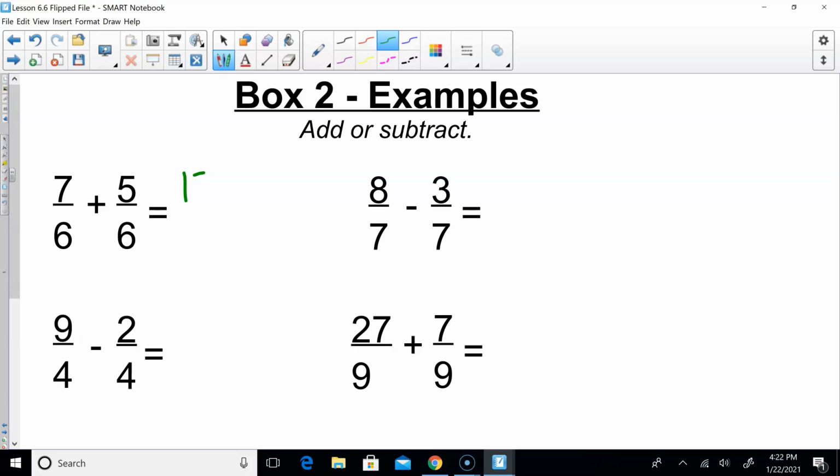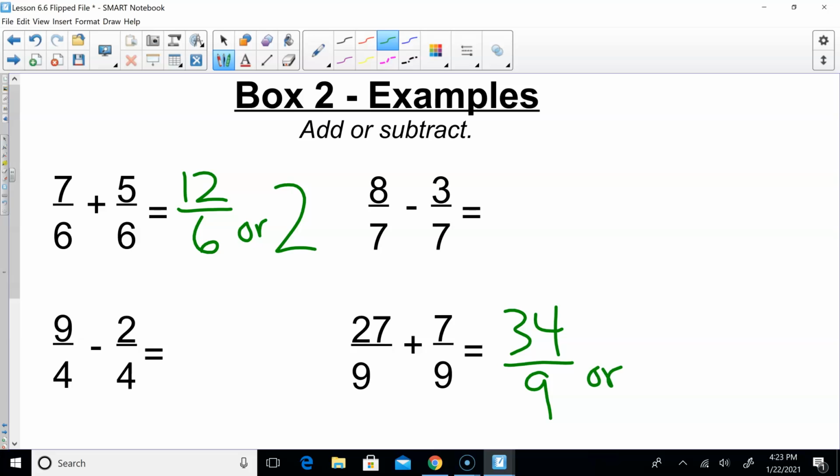So here we go. We've got 12/6, or 12 divided by 6 is 2. Now notice if it comes out even, there's no remainder, there's no numerator, there's no denominator, it's just 2. And that's going to come in handy as we move forward. Let's do the other addition ones. 27/9 plus 7/9 equals 34/9. If I divide 34 by 9, 3 would be 27, and then that would be 7 left over, and 7/9.